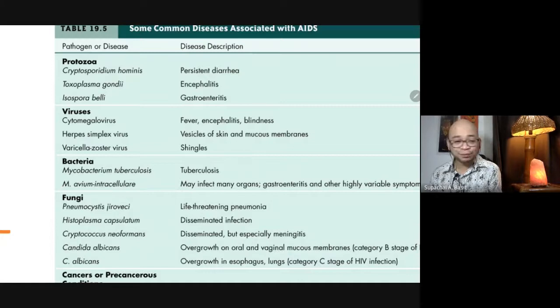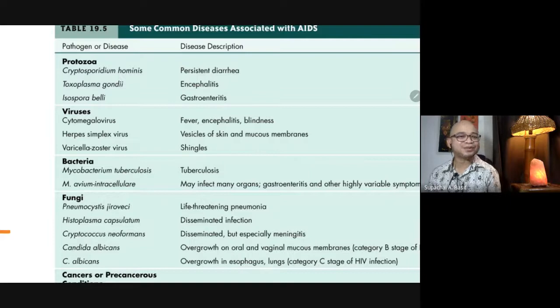Viruses can also become opportunistic. Cytomegalovirus is characterized by fever, encephalitis, and blindness. Herpes simplex virus is characterized by vesicles of skin and mucous membrane, and varicella zoster is characterized by shingles. Bacteria could also become opportunistic, such as Mycobacterium tuberculosis, obviously causes tuberculosis, and the MAIC complex or the Mycobacterium avium intracellulare complex would infect many organs. And I haven't even mentioned here Mycobacterium ulcerans.